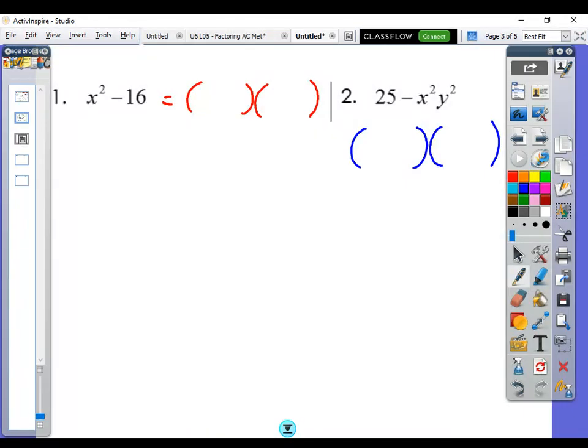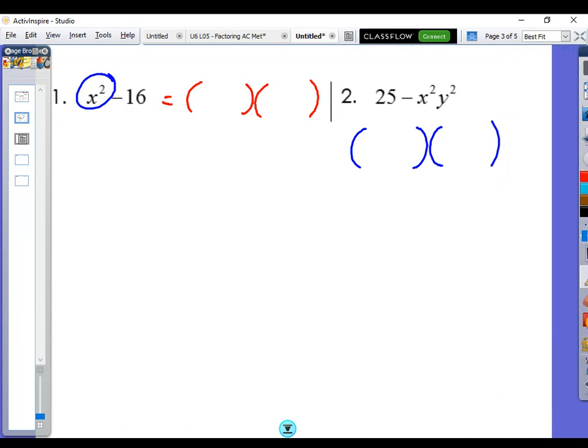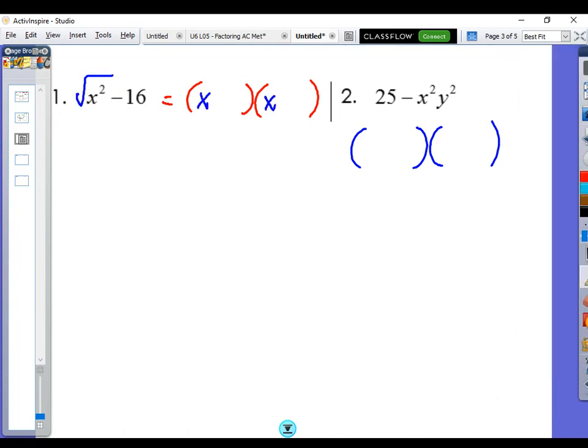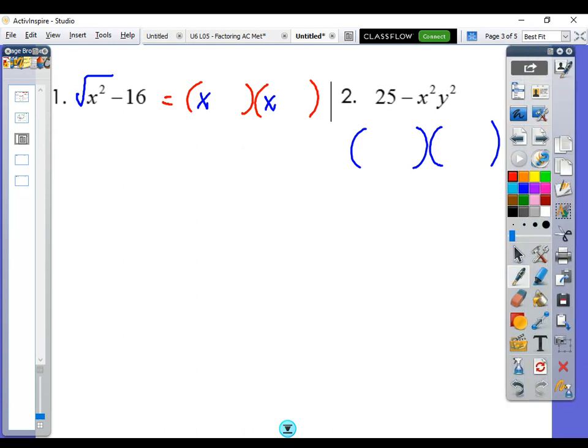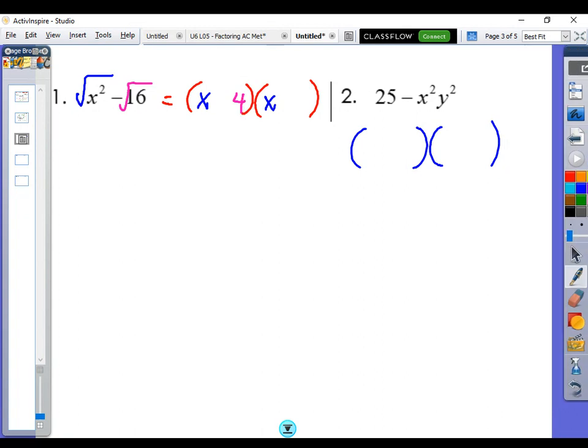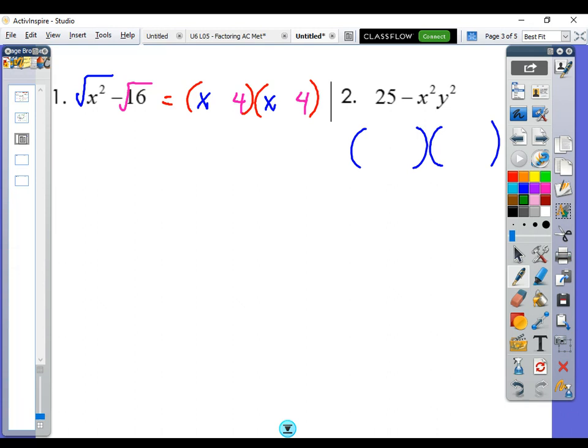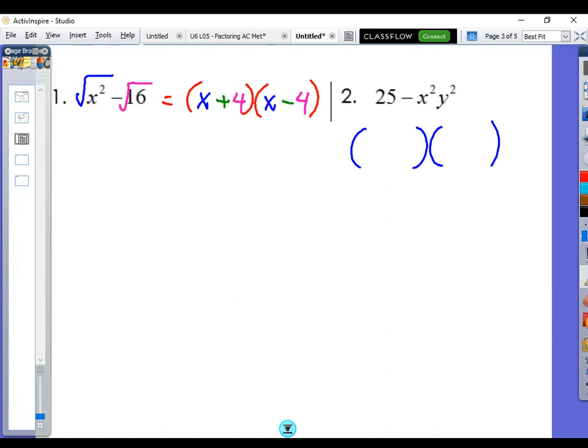And we actually already know that their signs are going to be opposites, but we'll come to that. So we look at the x squared and we say, well, what's the square root of x squared? The square root of x squared is x. So that goes in the first position of both my binomials. What's the square root of 16? It's 4. So far my binomials are exactly the same, but the only thing that makes them different is one is plus and one is minus. And that's it. That's our answer.